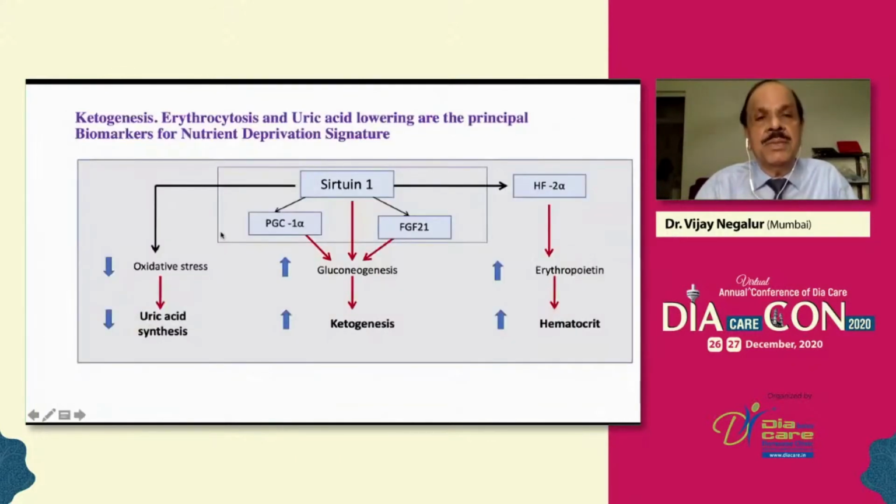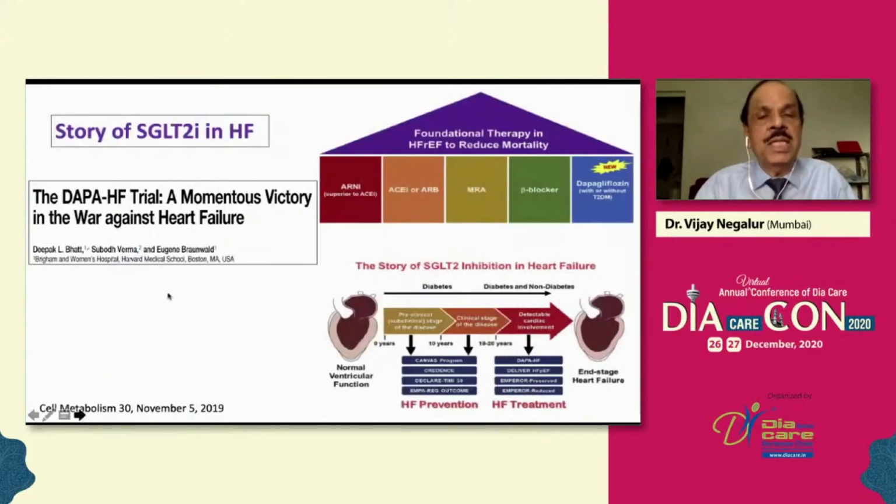Now, how do we know this? What are the biomarkers that you need to test this? So one is the uric acid decrease that you see in patients when they get SGLT2 inhibitors. There is increased ketogenesis in these patients when they get this therapy, and of course the hematocrit rise. All of them suggest that there is an increased amount of PGC1 alpha and FGF21 and HIF-2 alpha. All these are reduced, and therefore you get the beneficial effect of this drug in patients with heart failure. Now that's the story of SGLT2 in heart failure.